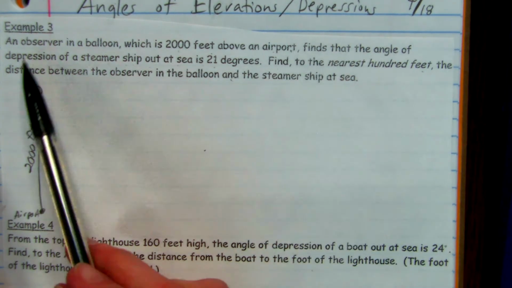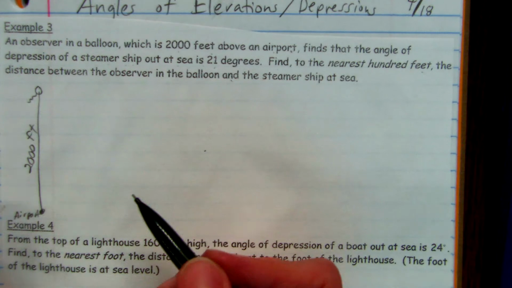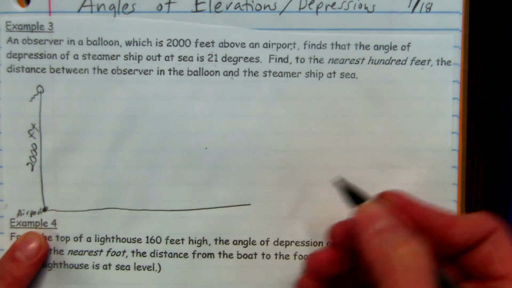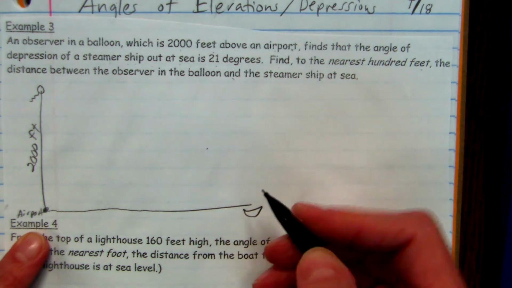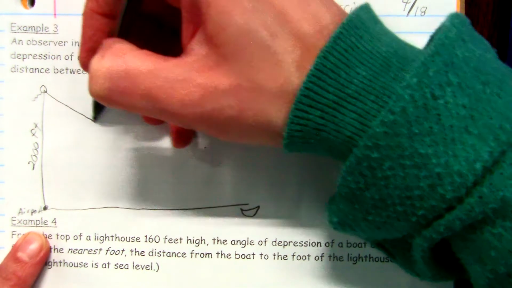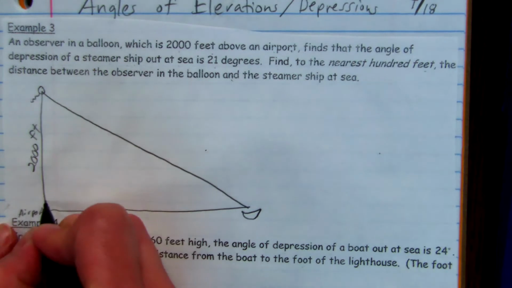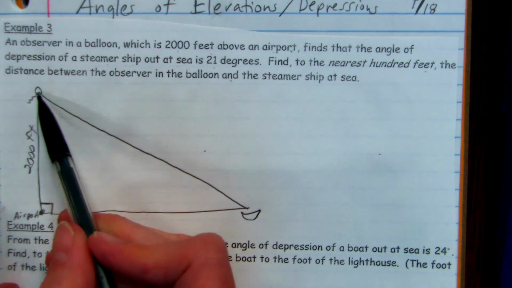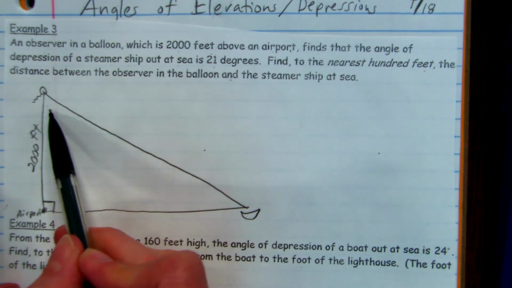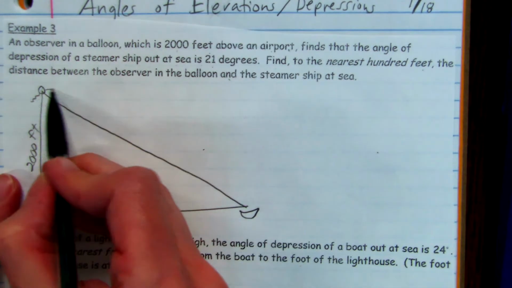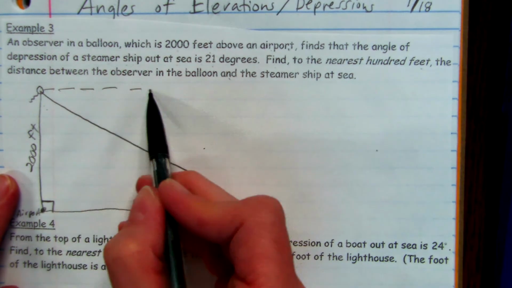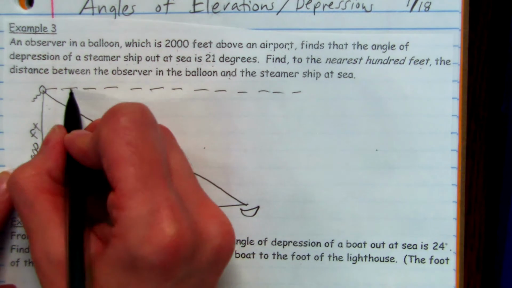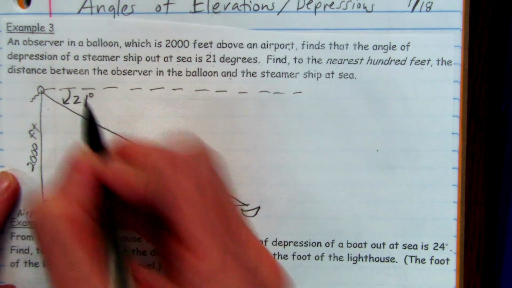And it finds that the angle of depression of a steamer ship out at sea is 21 degrees. So I'm going to draw this line here. This would be the surface of the sea. And here's your boat out here, okay? And then we're going to finish our little triangle. And here's where it's going to be a little different than problems we've done before. The angle of depression from the observer in the balloon is not inside the triangle. When you're doing angle of depression, you have to draw a little pretend horizon line that goes out this way. And the angle of depression is this angle out here, which would be 21 degrees.